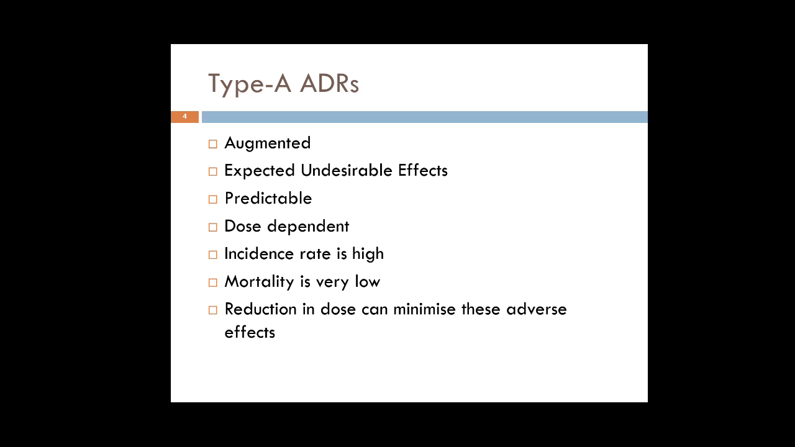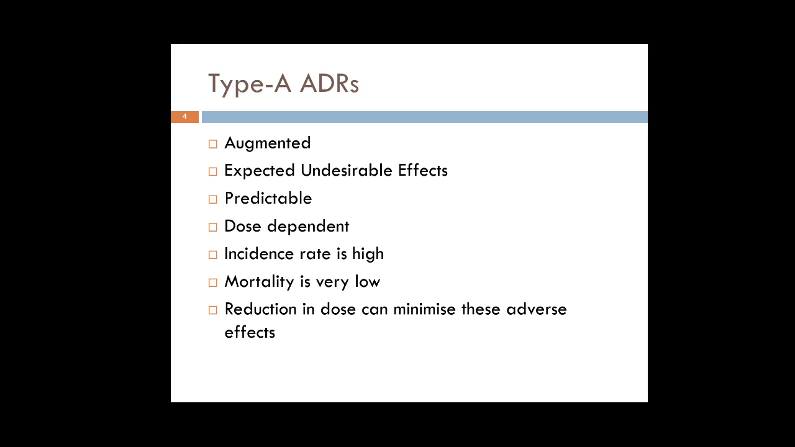Now we will study one by one. Now type A ADR. We have seen type A means augmented. The first point itself said that it is an augmented effect. Augmented means increased type of effect. Whatever therapeutic effect is produced, if it is in an increased potency, that will be a type A ADR. These effects are generally expected undesirable effects, as I've already told you.